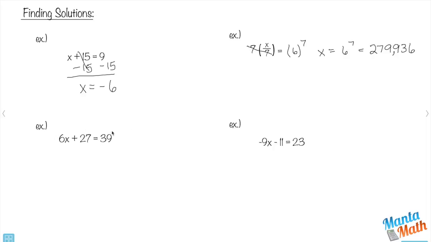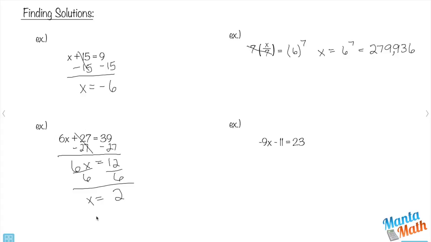Okay, so our third example, 6x plus 27 equals 39. Again, I want to get the 6x by itself, so I want to do something to the 27, and the opposite sign of plus is subtract. So I'm going to subtract 27 from both sides of the equation, and this cancels out, so I'm left with 6x equals 12. And then I want to get x by itself, so I'm going to divide both sides by 6, and that gives you x equals 2.